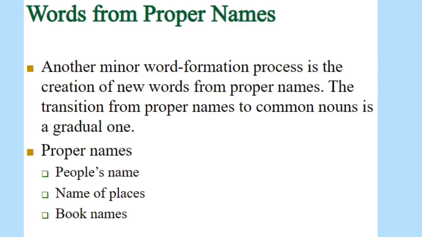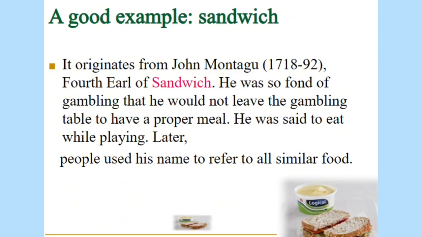Words from proper nouns. Another minor word formation is the creation of new words from proper nouns. Proper nouns: people's names, names of places, book names, etc. A good example for this is the word sandwich. It originates from John Montagu, fourth Earl of Sandwich, 1892. He was so fond of gambling that he would not leave the gambling table to have a proper meal. He was said to eat while playing. Later, people used his name to refer to all similar foods.